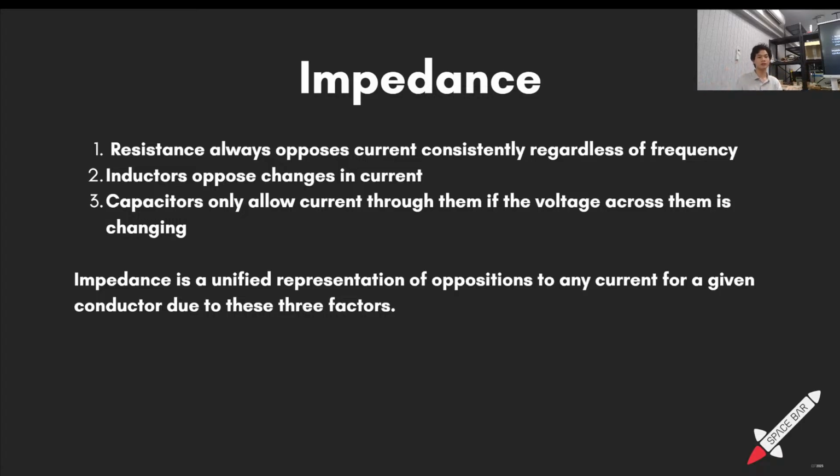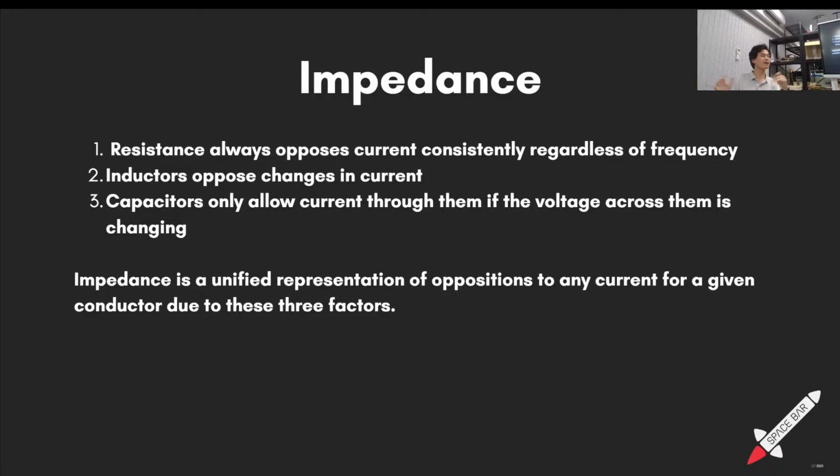So it will still have the same resistance no matter what. But inductance will oppose changes in current, right? And capacitors only allow current through them if the voltage across them is changing. Remember? We remember this, right? So because of this, we unify all 3 of these as different ways that our impedance affects the current through our circuit. And in this way, we can make it into something that's much more convenient to think about. It's a unified representation of opposition to current.